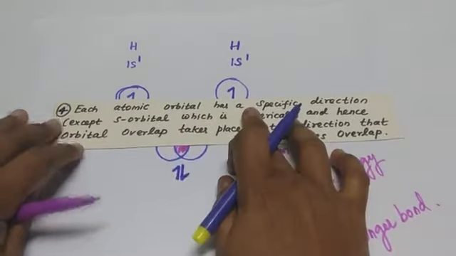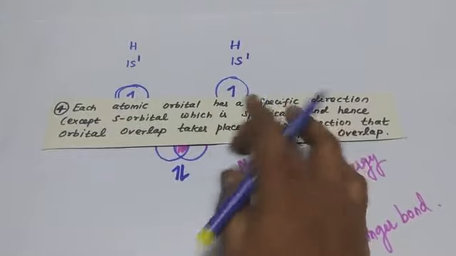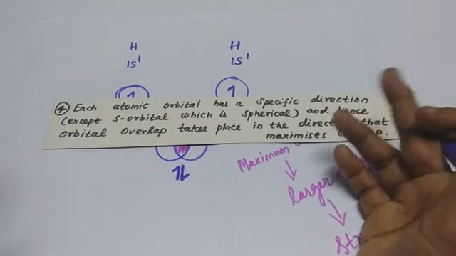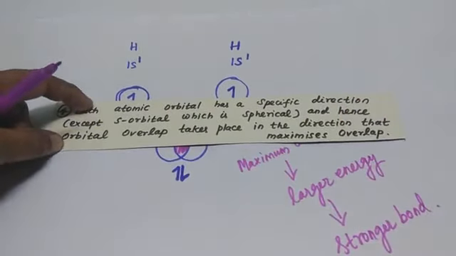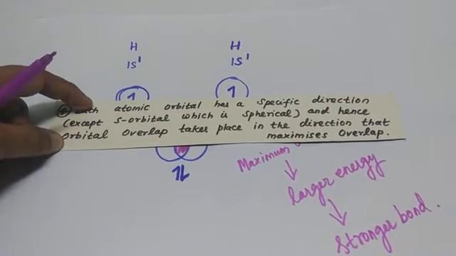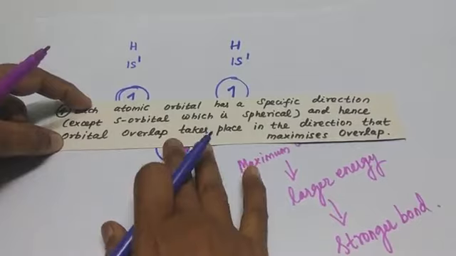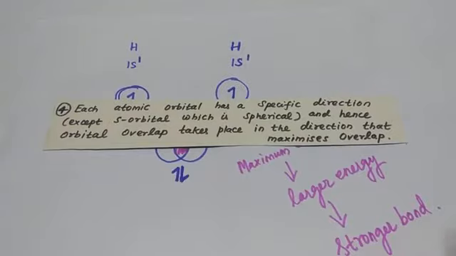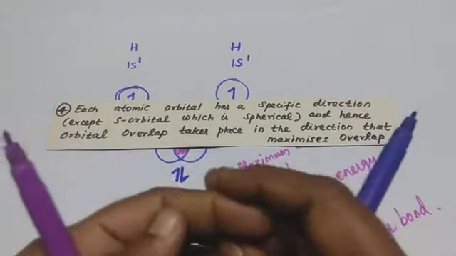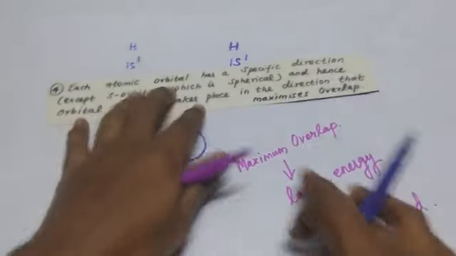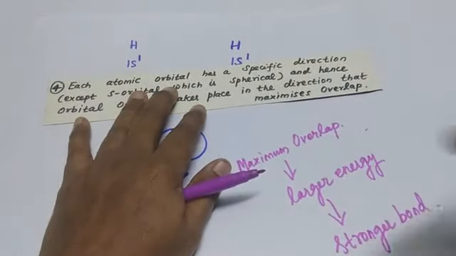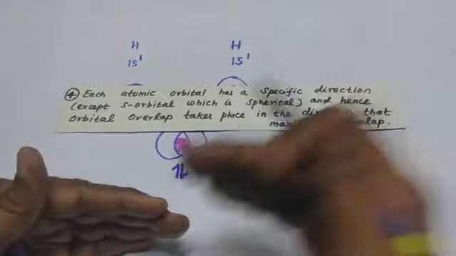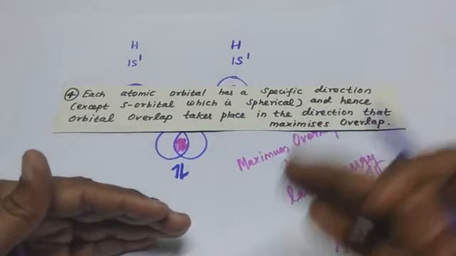The last feature of valence bond theory is: we know each atomic orbital has its own direction. The s orbital, which is spherical, is non-directional, whereas the p orbitals px, py, pz have specific directions. So the orbitals will overlap in the direction in which maximum overlap is possible, because maximum overlap gives a stronger bond. So the orbitals will try to overlap in the direction in which they can overlap maximally.